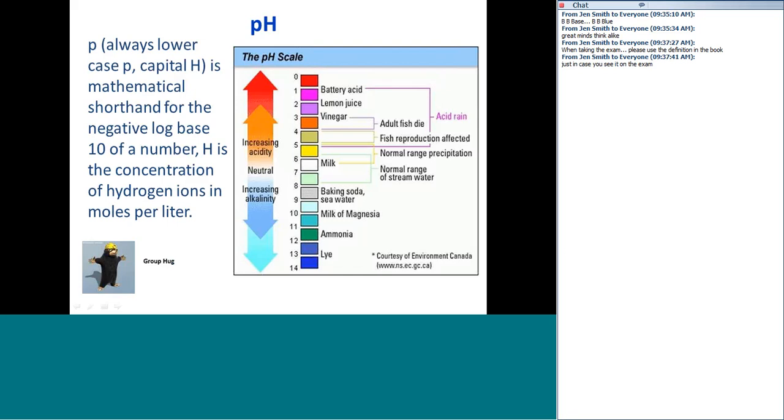So pH, always a lowercase p and a capital H. The p is a mathematical shorthand for the negative log base 10 of a number. H does stand for hydrogen. It's always capitalized, and it's the concentration of hydrogen ions in moles per liter. This is a pH scale. I like this scale because it shows the normal ranges of different things that you find: ammonia, lye, baking soda, seawater, and so on and so forth. Kind of cool.